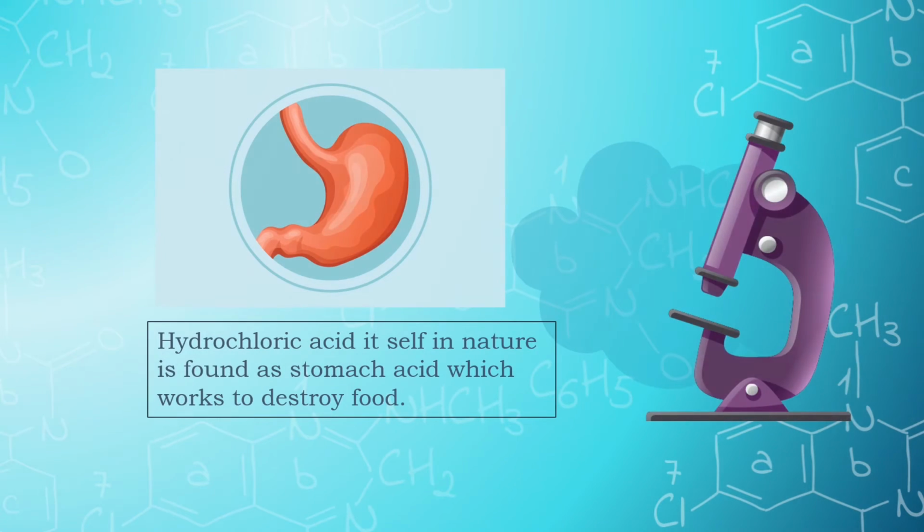Hydrochloric acid itself in nature is found as an ionized acid, which works to digest food. Hydrochloric acid is a monoprotic acid, or an acid that ionizes by releasing an H+ ion. Well, if in air, this ion will react with water.